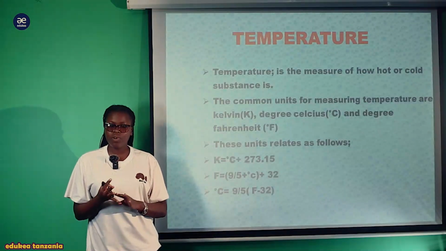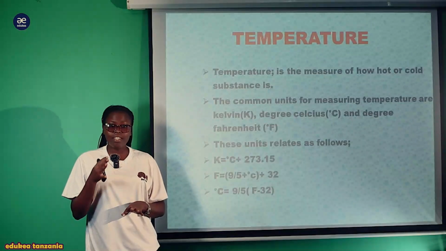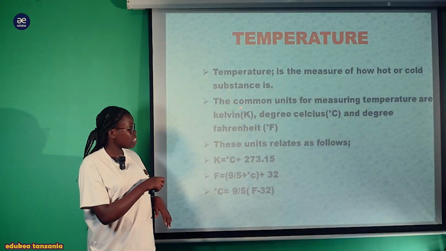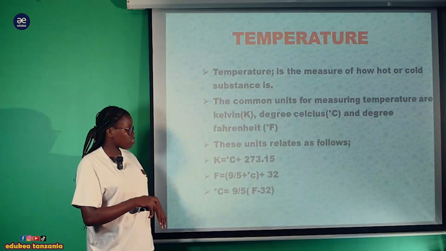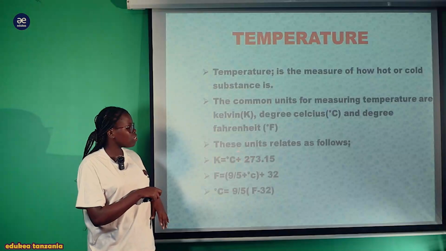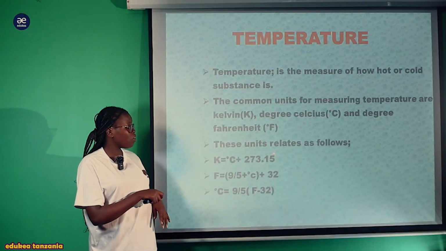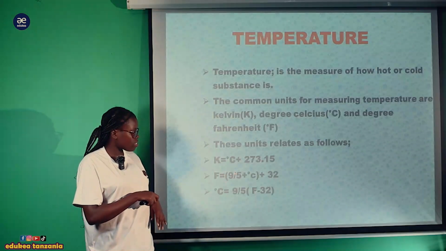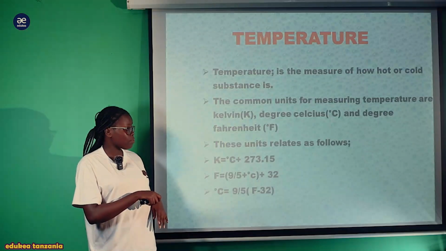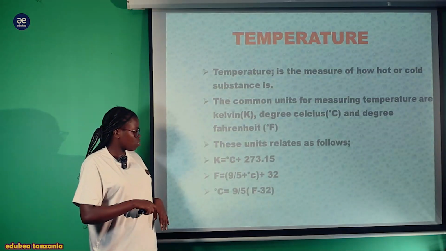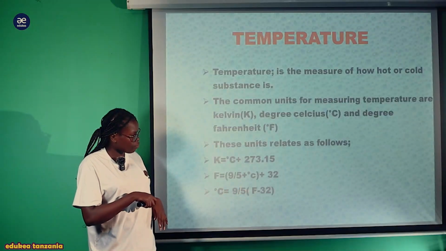And these three units relate as follows. The Kelvin is equal to degrees Celsius plus 273.15. Fahrenheit, na Fahrenheit sawa na 9/5 times degrees Celsius, bracket, plus 32. And degrees Celsius equals 5/9 bracket Fahrenheit minus 32. So these are the relationships of Kelvin, degrees Celsius as well as Fahrenheit.